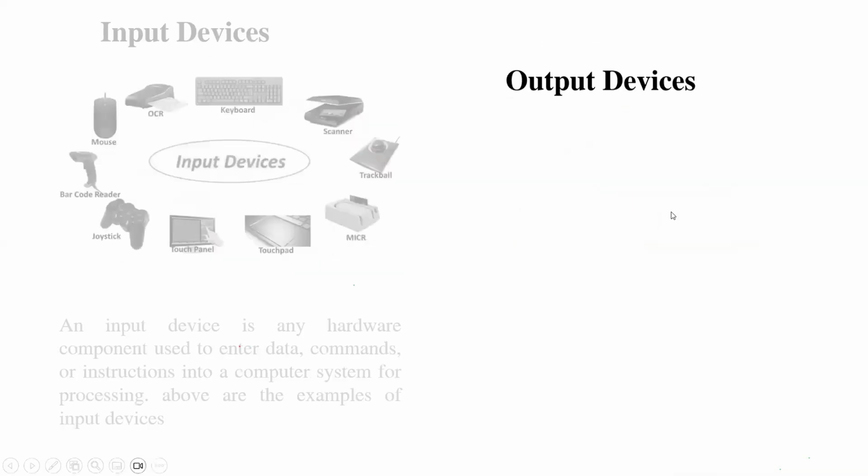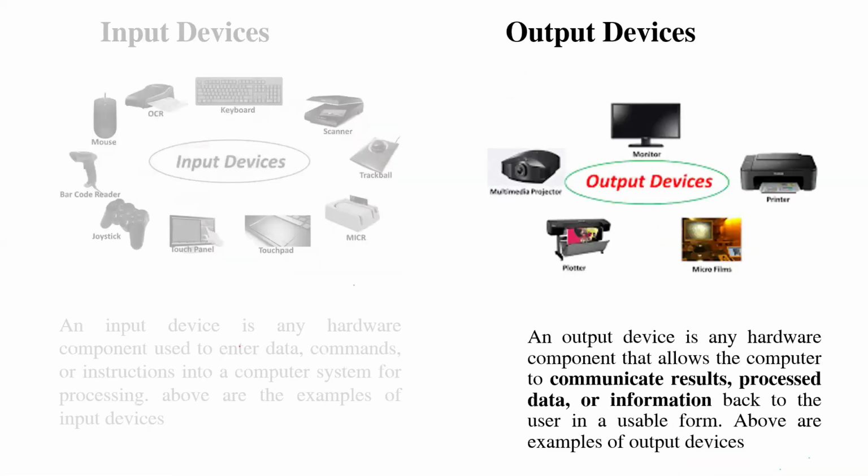For the output devices, they are also hardware components. All this input and output are hardware components of the computer. So we use output for us to have something out of the computer. A clear example is a monitor displaying information for us. A printer brings out a document for us. With a projector, we project something. So these are the output hardware components of a computer.